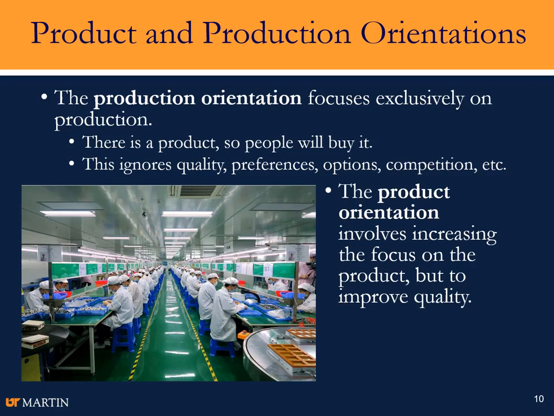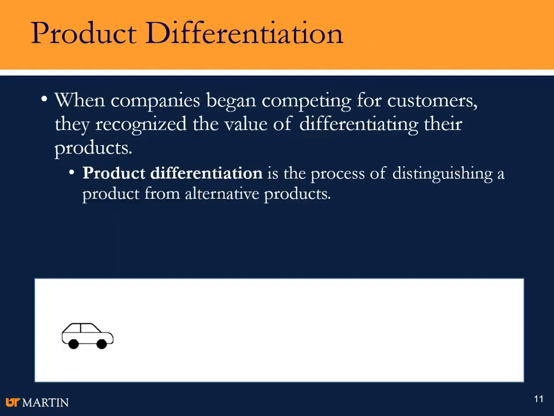It's important to note, though, that both of these focused on the behavior and efforts of only the producer and the production process, not customers. Particularly for companies moving from the production to the product orientation, product differentiation becomes important. This is the process where companies take action to distinguish their products from the competition.